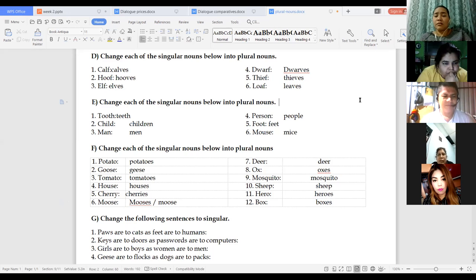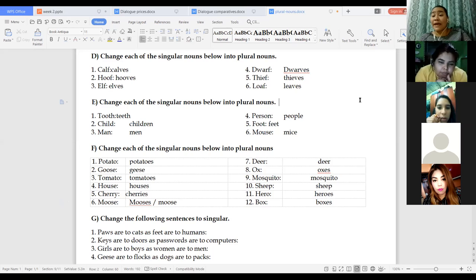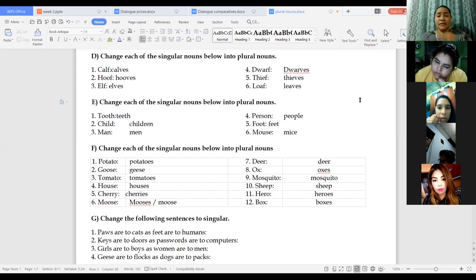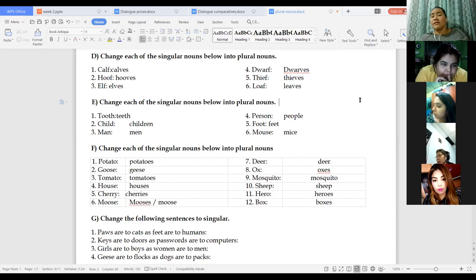What is the meaning of ox? Ox, buey. Es un buey. Way. ¿Sí me escuchan? ¿Sí se me escucha? Yes. Okay. So yes, es el buey. Oh, okay. Thank you. You're welcome. Something else? Yes, teacher. Thank you. All right.